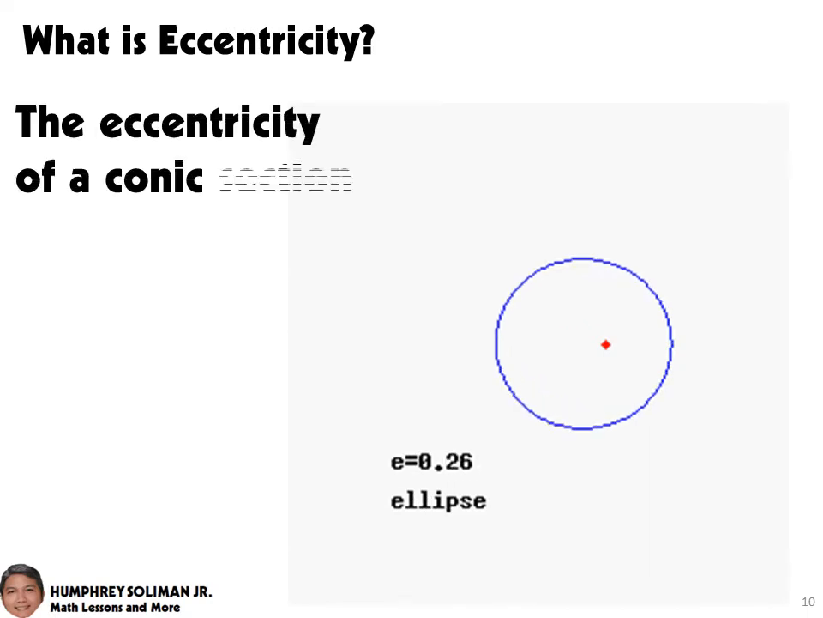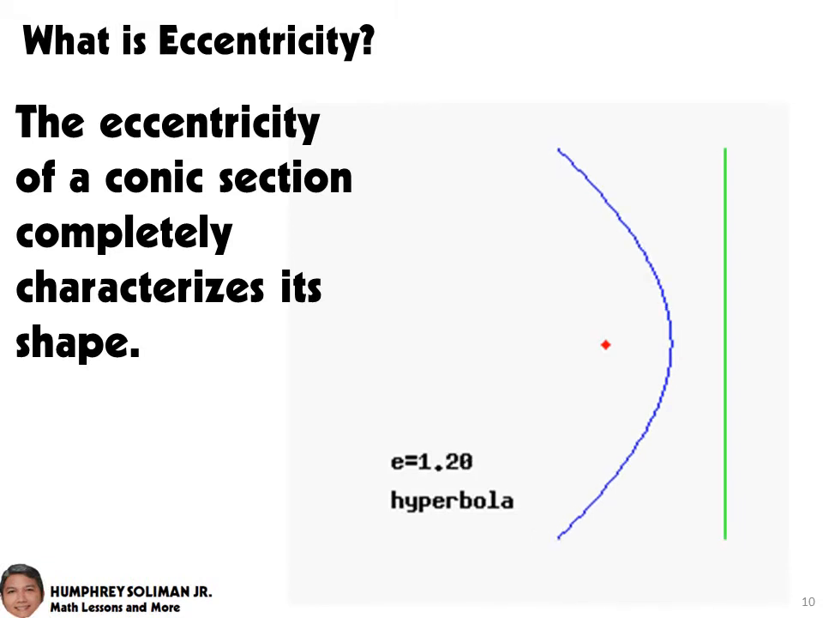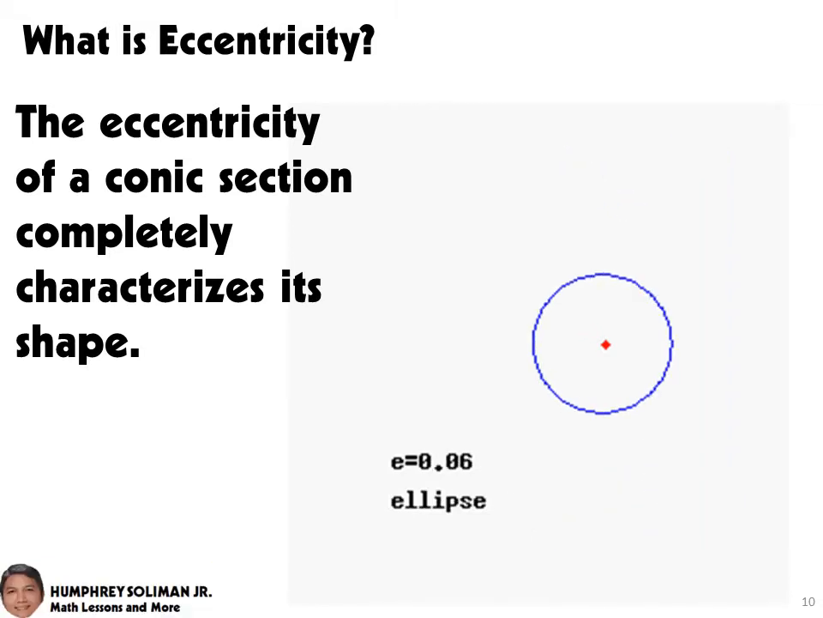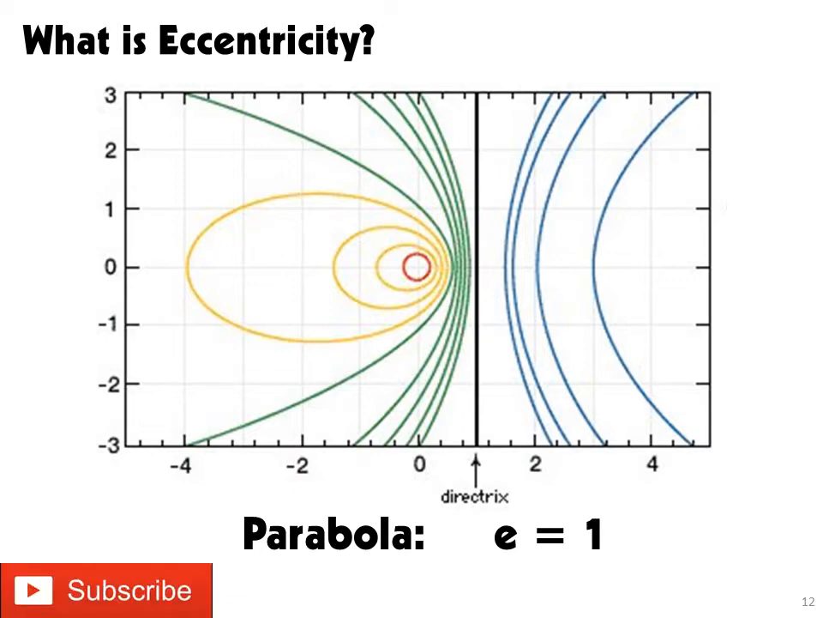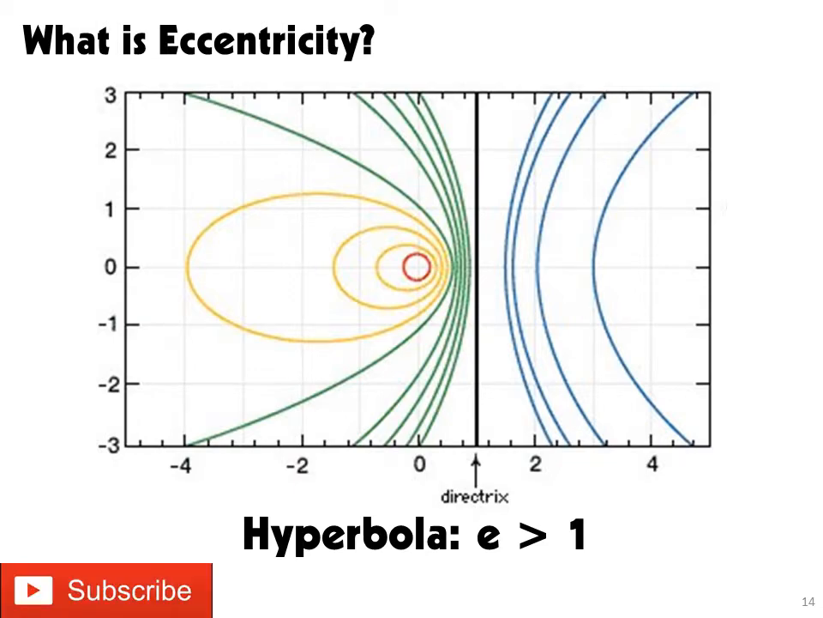Next, let's review what is eccentricity. The eccentricity of a conic section completely characterizes its shape. For example, all circles have 0 eccentricity, and all parabolas have eccentricity equal to 1. Hence, all circles and all parabolas have the same shape, only varying in size. In contrast, ellipses and hyperbolas vary greatly in shape. The eccentricity of an ellipse ranges from 0 to 1, while the eccentricity of the hyperbola is greater than 1.